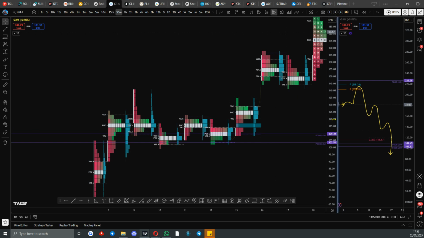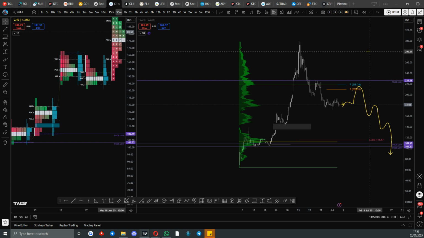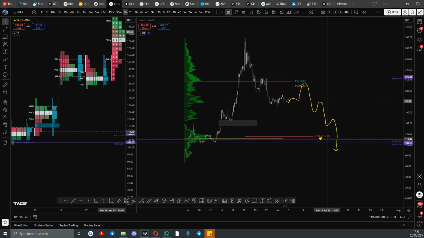So with that said, I think that there is enough confluence sitting down here to expect price to over time come down into this 786 zone, and I think this would be a great entry with the data that we've got on the screen to potentially look for a nice long position in Circle.